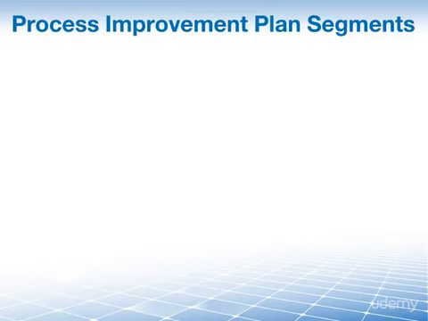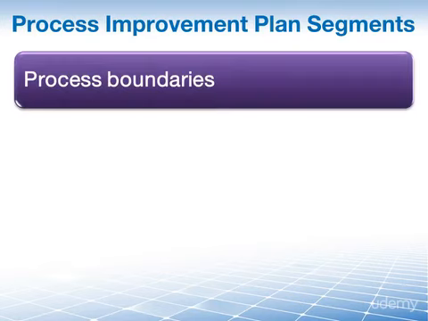For the exam, you should also know that the process improvement plan should contain the following 4 segments. First, the process boundaries. These describe the purpose, start and end of processes, their inputs and outputs, data required, if any, and the owner and stakeholders of processes. A sound description of the process boundaries, what's in it and what's not, does wonders when communicating with stakeholders.